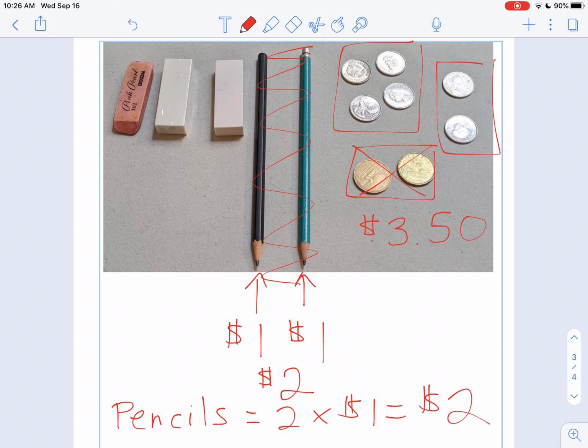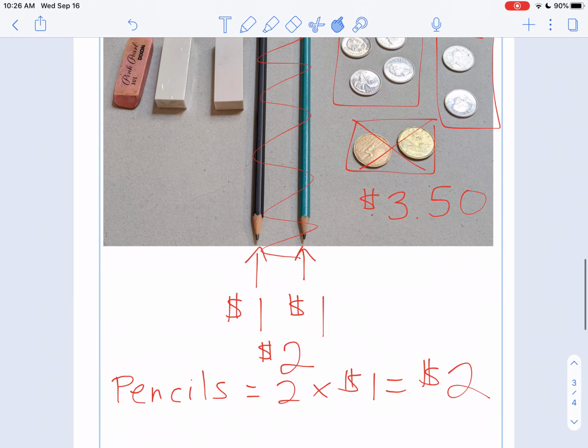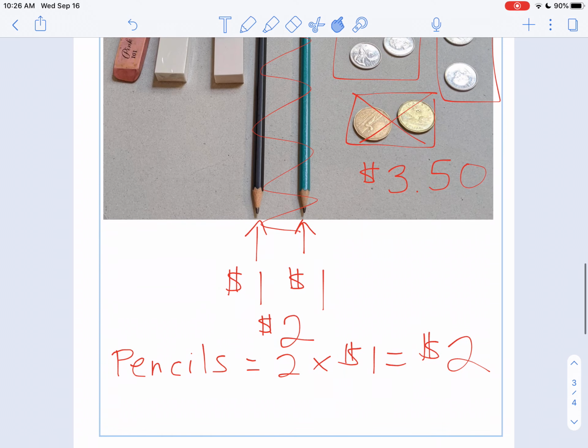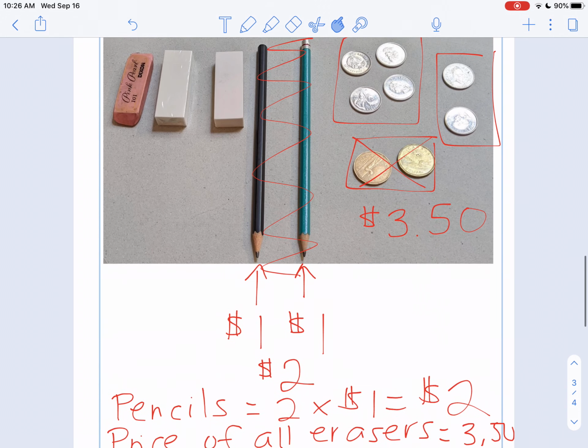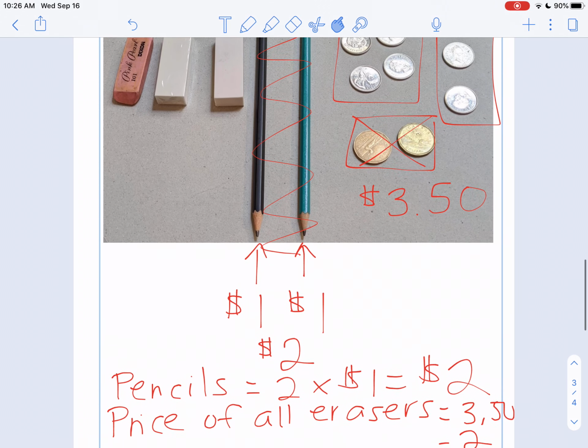That leaves us with just the price of the erasers. So we have the price of all the erasers is just $3.50 minus $2. So now we're at $1.50 remaining to split up between the 3 erasers.